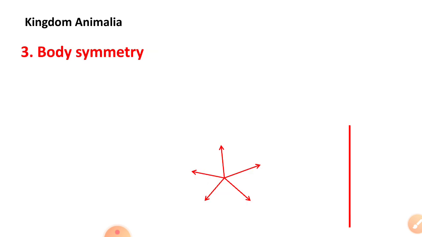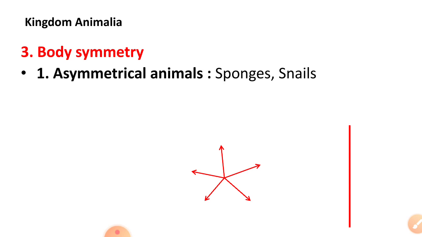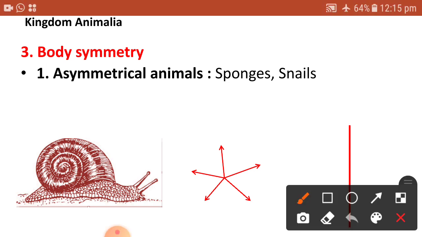Then body symmetry. Symmetry means similarity in shape, size, and number of parts on the opposite sides of a median line. When we draw a median line, we can divide some organisms into two equal halves. Depending upon the symmetry, we can divide organisms into three groups. First, asymmetric animals like sponges and snails. The body of these organisms cannot be divided into two equal parts, so they are called asymmetric organisms. Here is a diagram of a snail. We cannot divide its body into two equal halves from any plane, so this is an example of an asymmetric animal.